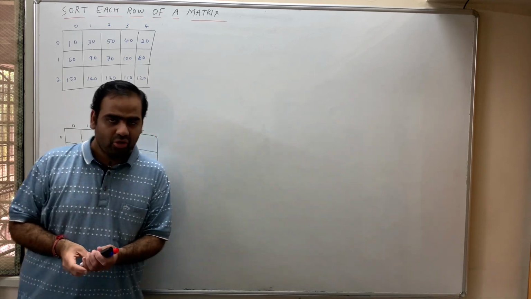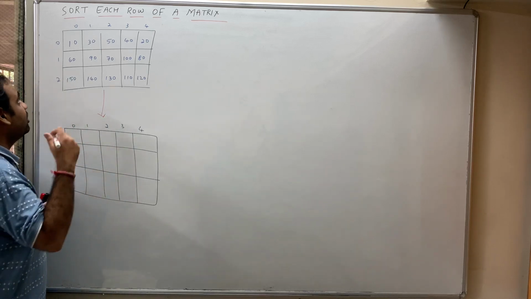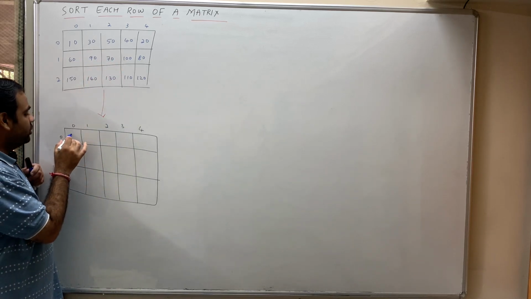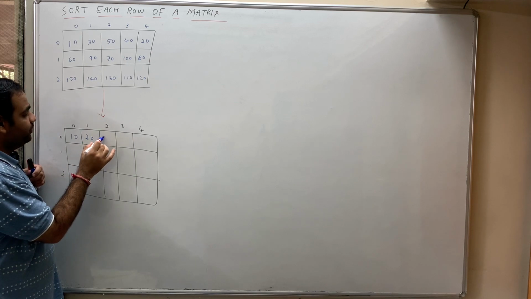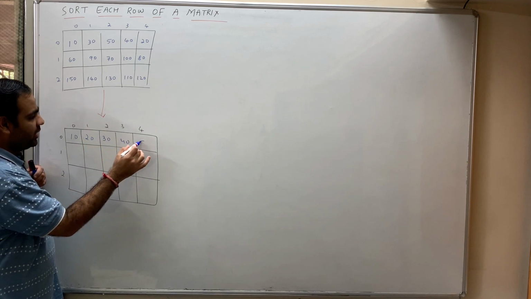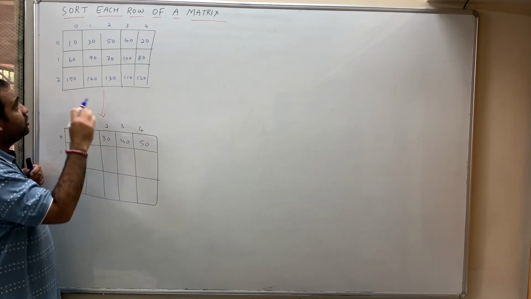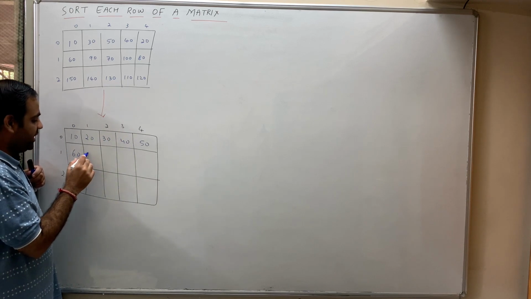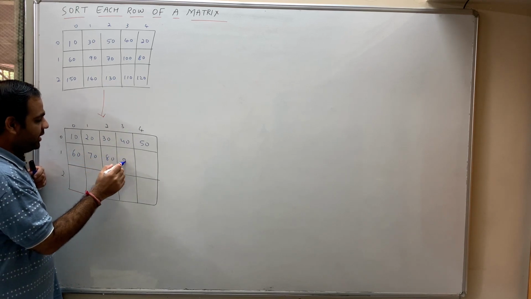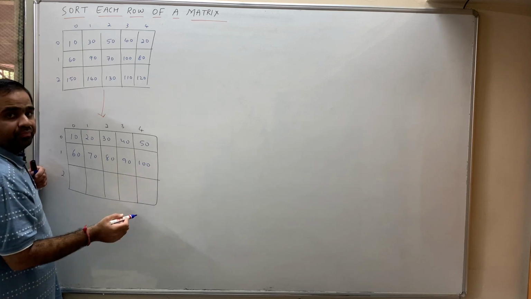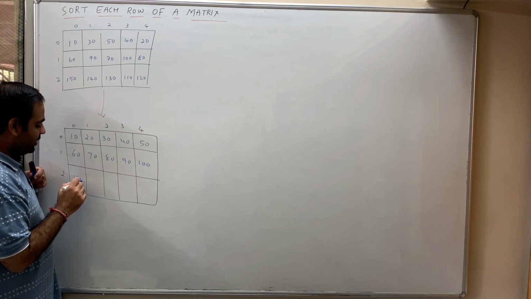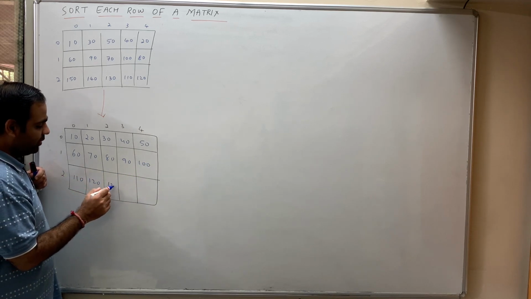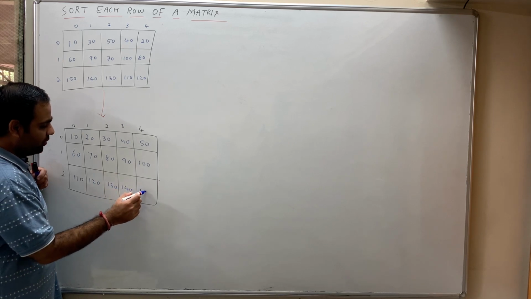Now if I have to sort each row of a matrix, what will the first row be? The first row should become 10, 20, 30, 40 and 50. The second row should be sorted again. It will be 60, 70, 80, 90, 100. The third row is sorted again: 110, 120, 130, 140, 150.